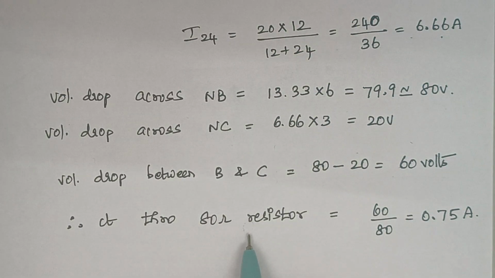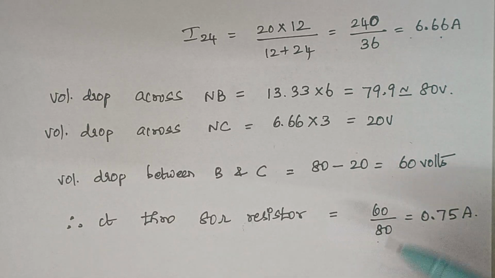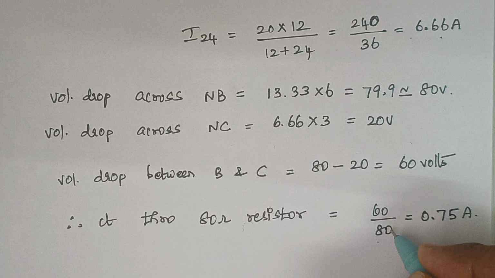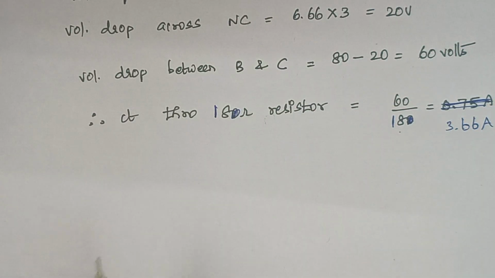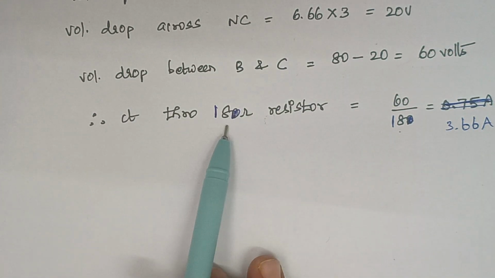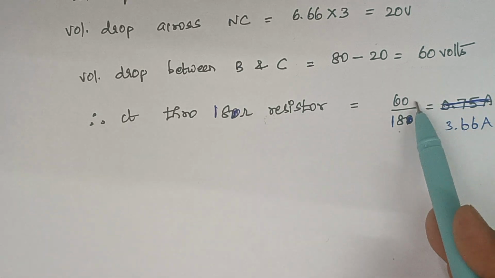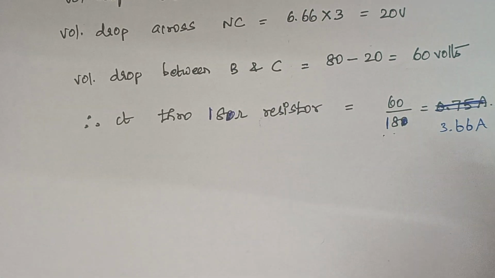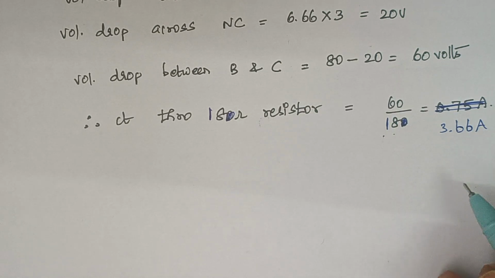Therefore I is given by V by R. V is nothing but 60 volts divided by R, which is 18 ohms. So the current flowing through this 18 ohm resistor is 60 divided by 18. That gives the answer of 3.66 amps. Here comes the end of this problem.